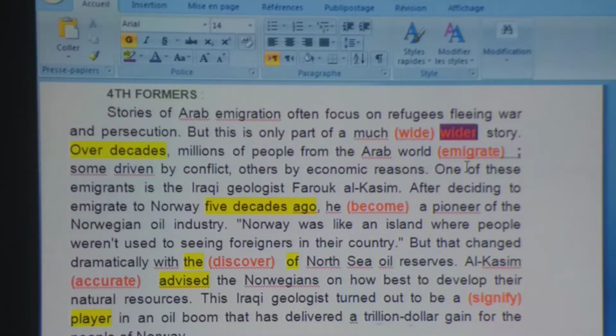So what is the difference? Emigrate means to leave, to go, in order to stay in another country. I say millions of people emigrate every year. I want to emigrate to Canada. It means I want to go. What about immigrate, with I-double-M-I? What is the meaning of immigrate? Immigrate means to come, to live, to come.